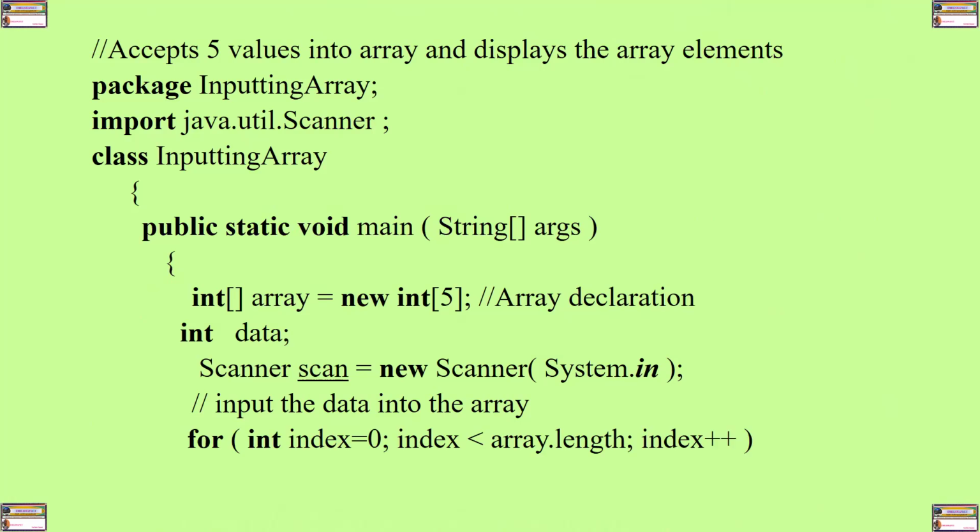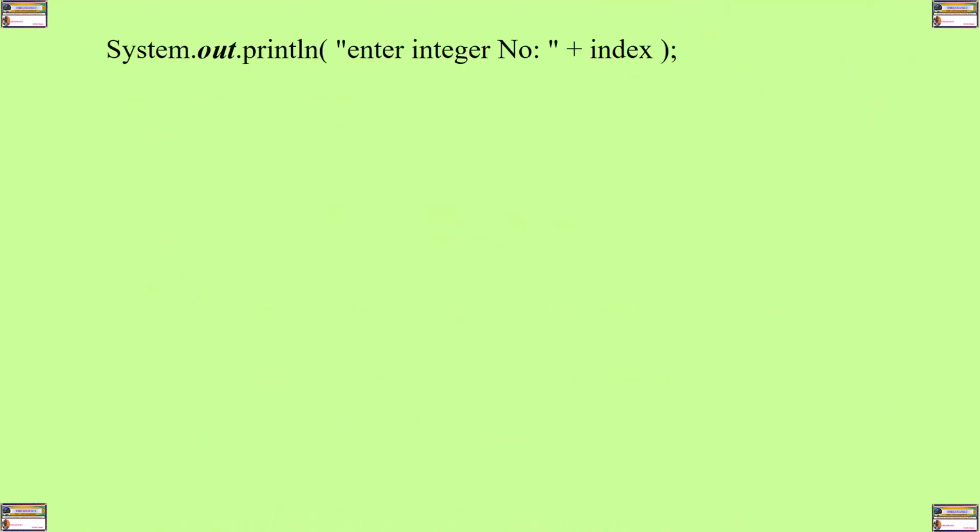So if index was 0, plus plus means increment it by 1. So 0 plus 1 will be 1, the new index will be 1. Then it will check the condition again. It will check and find out if 1 is less than the length of the array, or the number of elements, which are 5. So is 1 less than 5? Yes. So it will perform the following operation again.